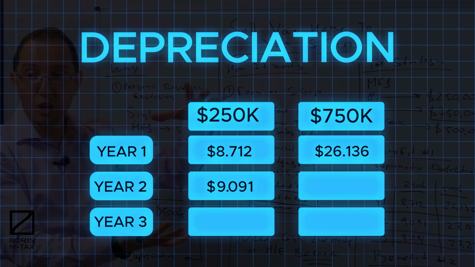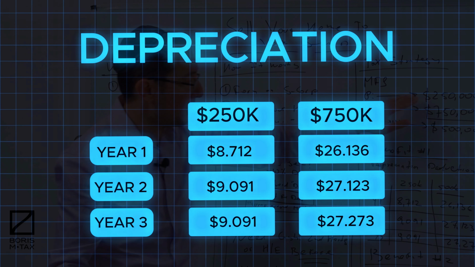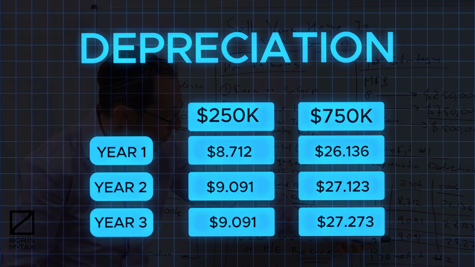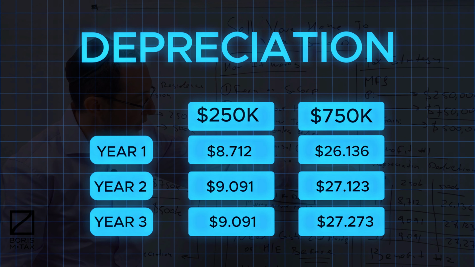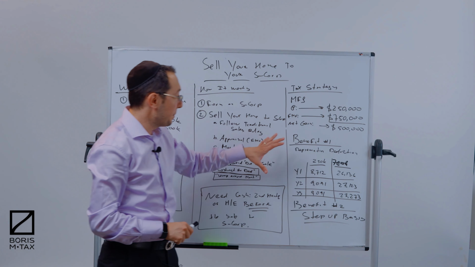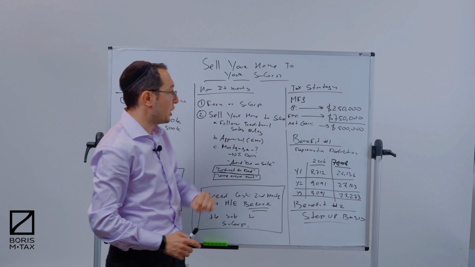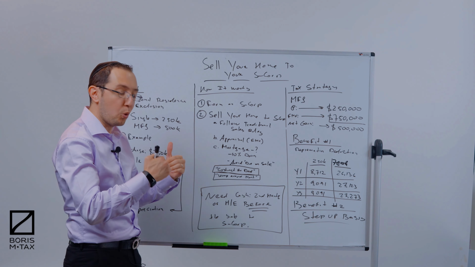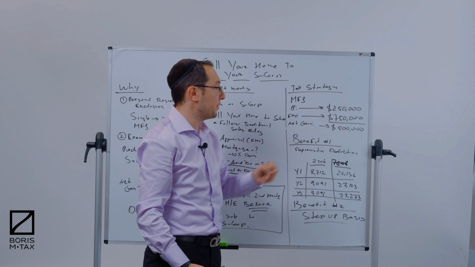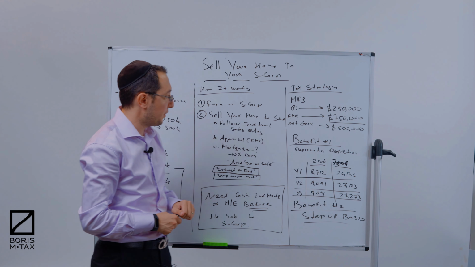The difference is more than $50,000 of depreciation deductions in the first 3 years. And I'm not even talking about doing a cost segregation study, which will give you a higher depreciation. I have a video on that that should pop up somewhere now or in the description below. But the difference is more than $50,000 in depreciation. So what happened? That's because you sold your personal residence to an S-Corporation for $750,000 to rent it out. Now there is a basis of $750,000.